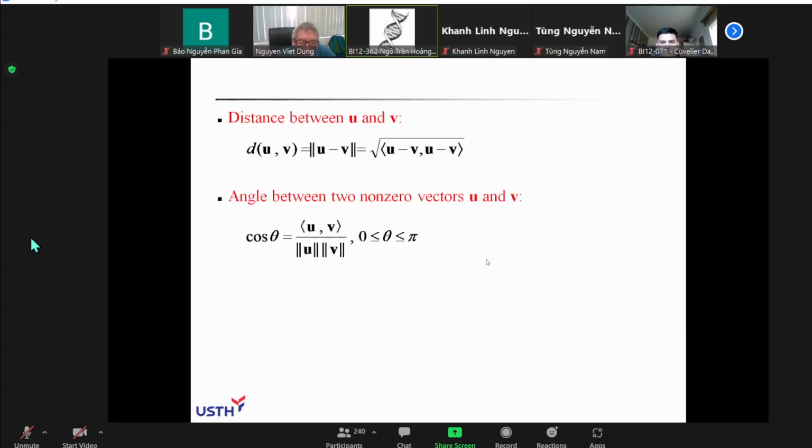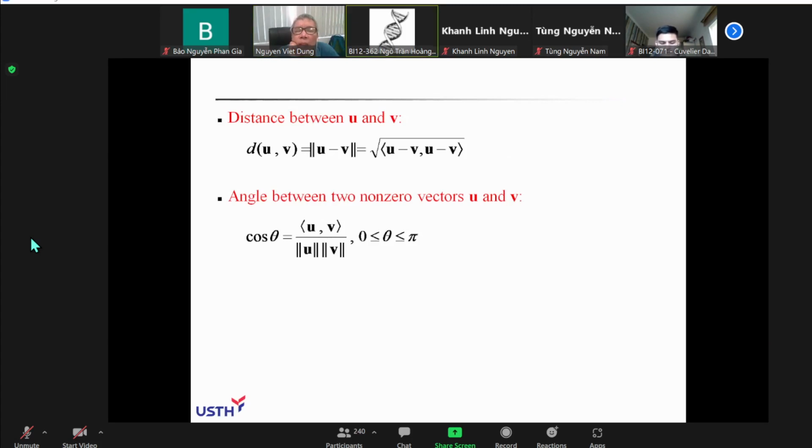Now the angle. I have a question, please. Please. Okay, so an inner product is a function, right? Yes. When you take the root of it, so it's a root of the function, the distance between U and V. Yeah.